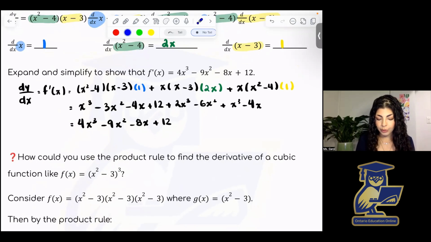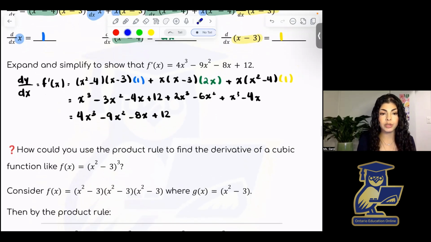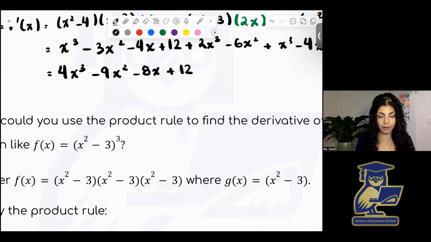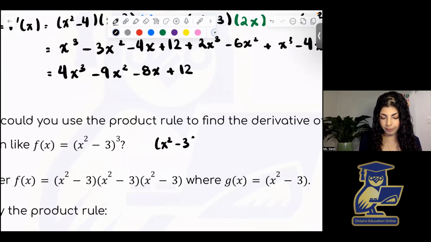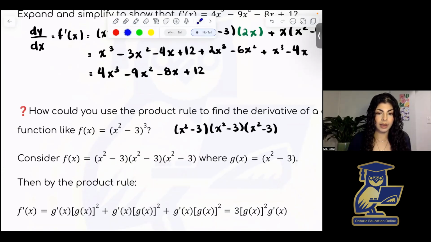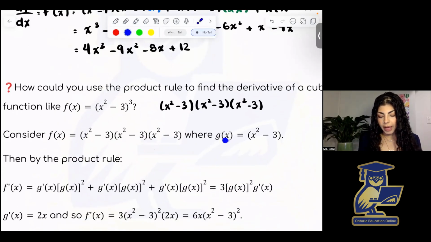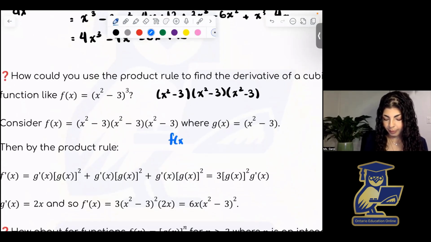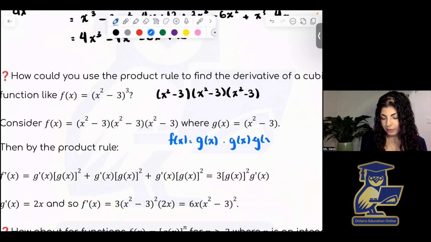So now, how can you use the product rule to find the derivative of a cubic function, such as f of x is equal to x squared minus 3 cubed? So this is just like I told you with the squared function. This is x squared minus 3 times x squared minus 3 times x squared minus 3, right? So exactly like here. And so our g of x, which is going to be x squared minus 3, then we actually have f of x is equal to g of x times g of x times g of x.